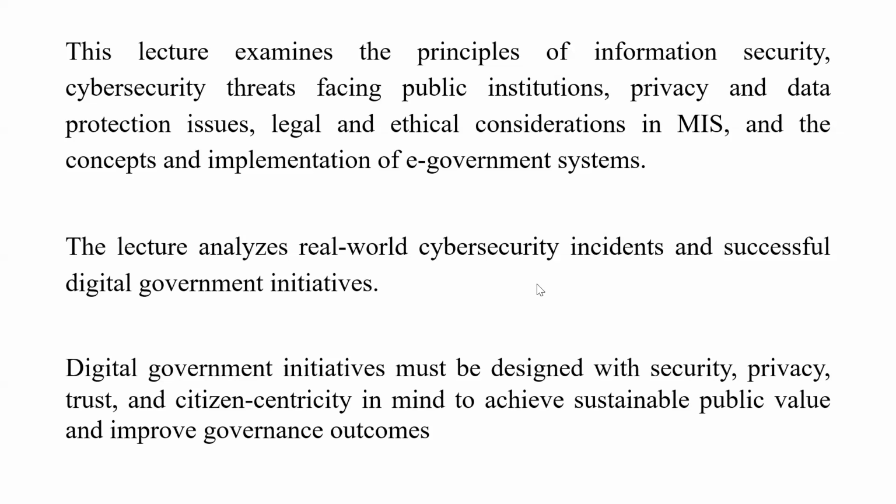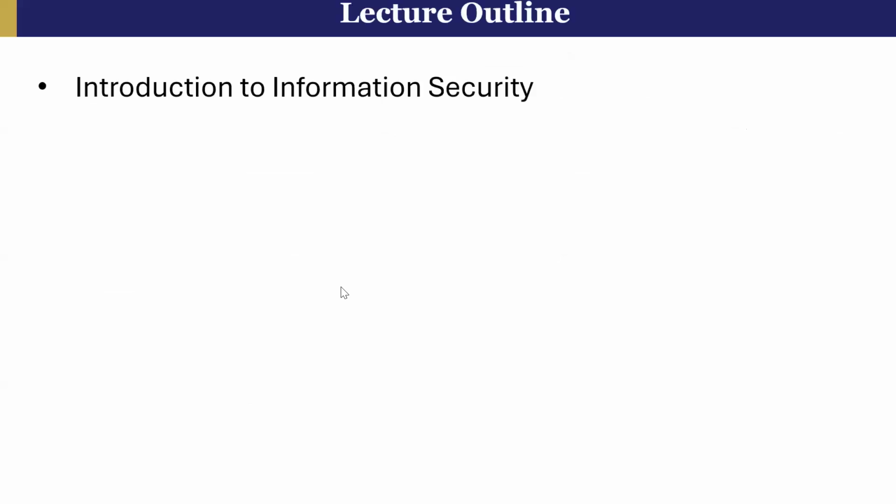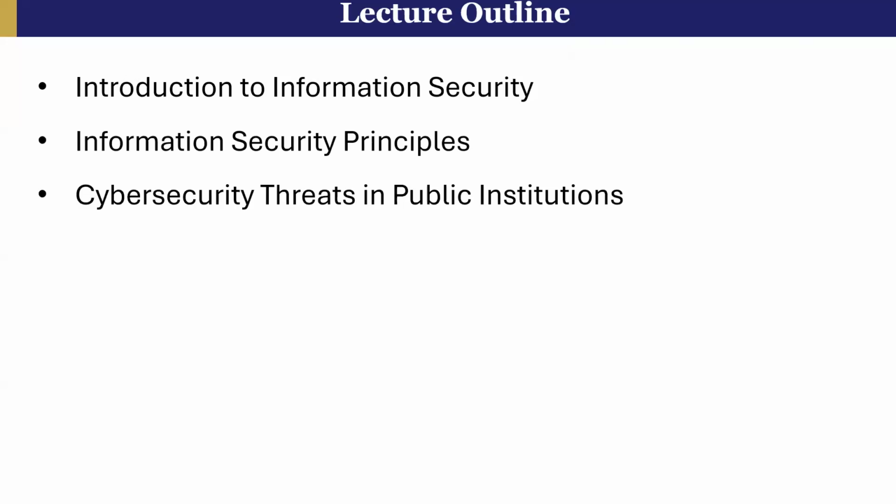Digital government initiatives are designed with security in mind. They are designed with privacy, trust, and citizen-centricity in mind, so that they can achieve sustainable public value and improve governance outcomes. So with this background, our outline will begin with the introduction of information security. We have to understand what information security is. We know what security is. What is information security? What are the principles of information security? And then that will take us to cybersecurity threats in public institutions, and that will include data privacy and protection.